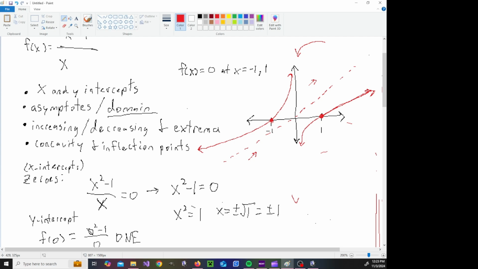But the point is that I used my x and y intercepts, my vertical and horizontal asymptotes, or lack thereof, where I'm increasing and decreasing, and where I'm concave up or down, and where I have inflection points to draw the graph of my function. So yeah, that's what this whole section is about, is looking at all of the properties of the function, properties of the derivative, and properties of the second derivative to draw the resulting graph. Very good.